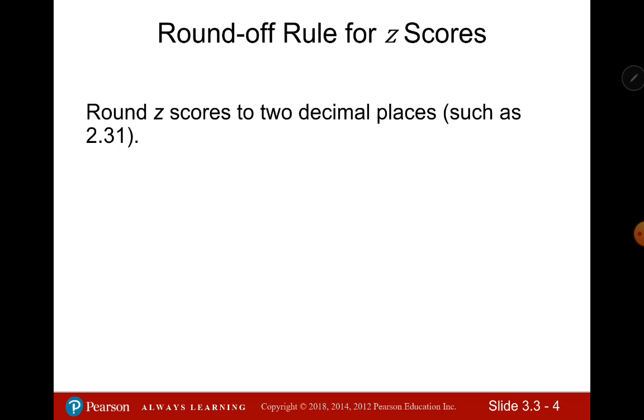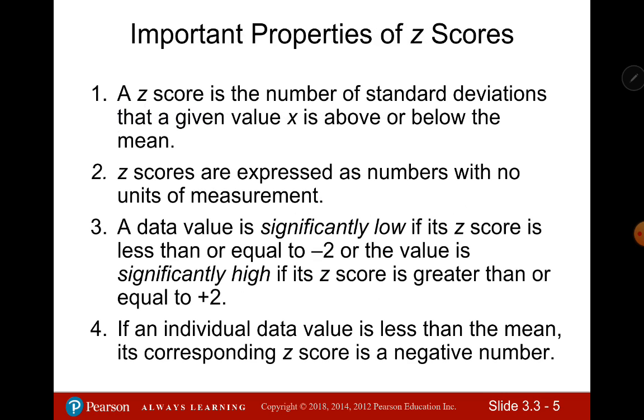Because when you check the z table, you will realize there are two decimal places in your z table. Okay, check the properties. Properties just help us to understand what the z-score is. Although it will not be tested in your exam or in your quiz, I still want you to learn something about the properties because it helps us to understand.